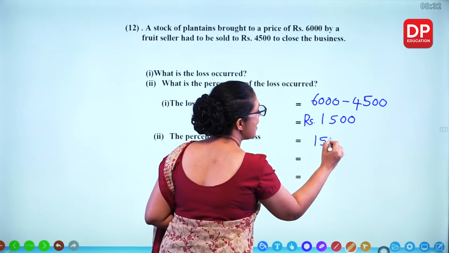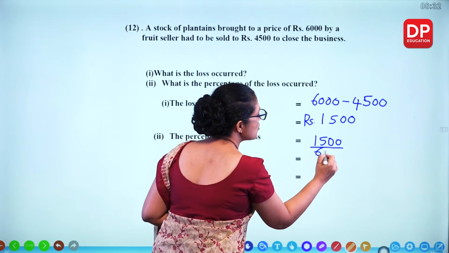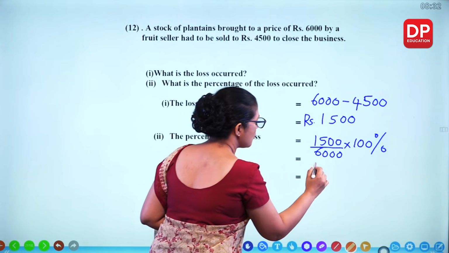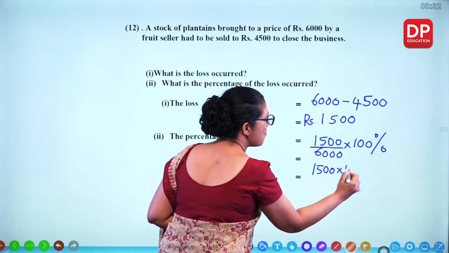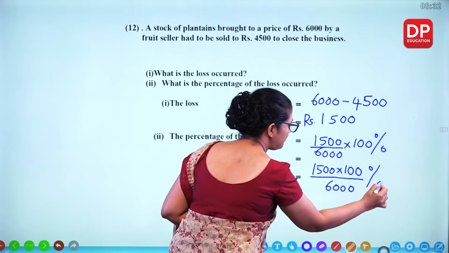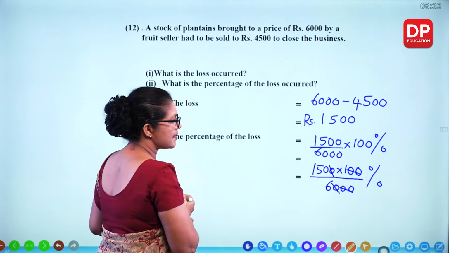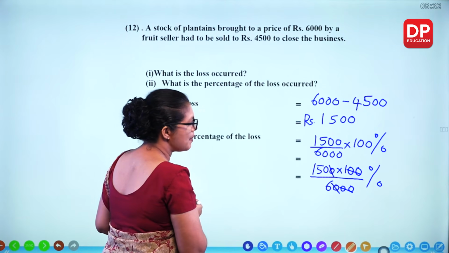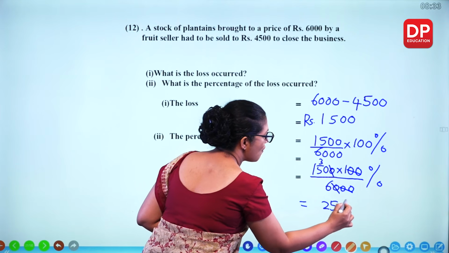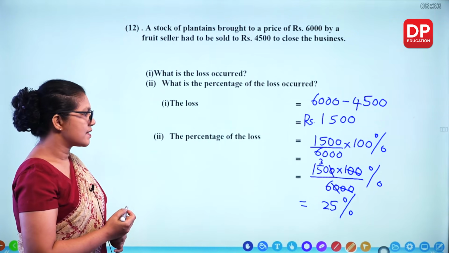So what's the percentage value? Percentage is 1,500 divided by the buying price. Buying price is 6,000, into 100. So you get 1,500 multiplied by 100 in the numerator and divide by 6,000. 2 zeros and 1 zero get cancelled out. 150 divided by 6. 6 times 2, 12, for 30, that's 5. So 25% is the percentage loss.